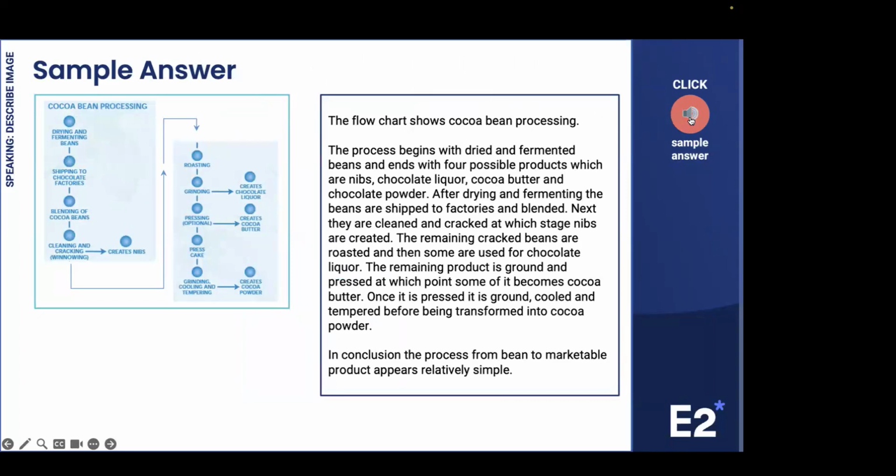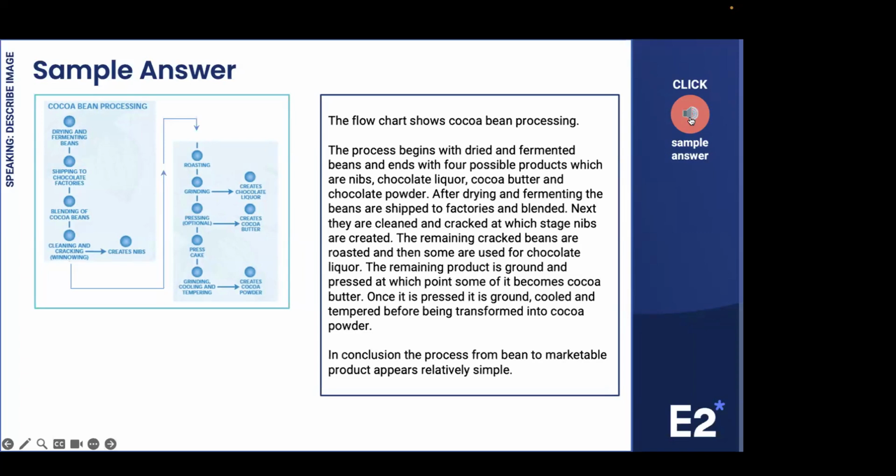The flow chart shows cocoa bean processing. The process begins with dried and fermented beans and ends with 4 possible products, which are nibs, chocolate liqueur, cocoa butter, and chocolate powder. After drying and fermenting, the beans are shipped to factories and blended.